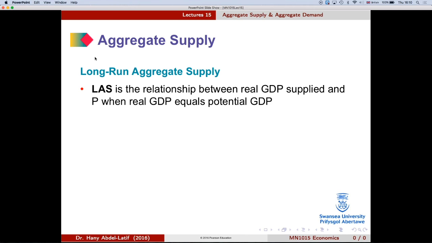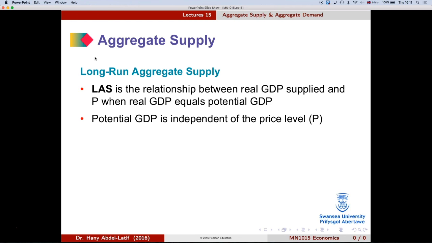So in the long run, the long run aggregate supply is not dependent on the price, so it does not change when the price changes, and that's why the long run aggregate supply will be a vertical line. So it's going to be vertical at the potential GDP. So that's going to be the vertical line. So that's the long run.